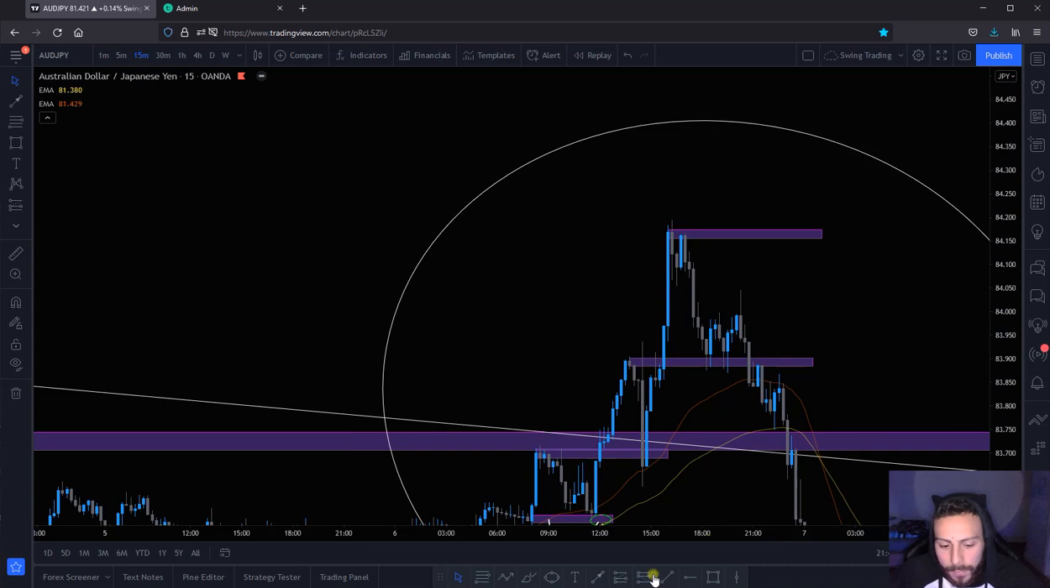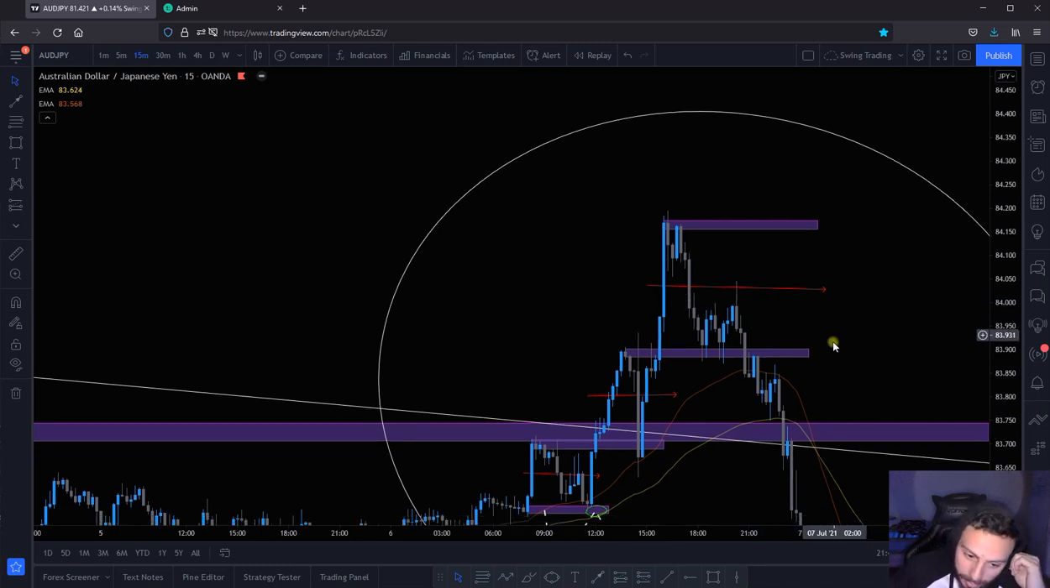Now, at this level, price is working out where to go next. Obviously, because they broke the level and they came and retested it, buyers were in control. I'm not interested in that. I'm looking for sellers in control. How do I find sellers getting in control? I need to wait for a break and a retest of structure to the downside.